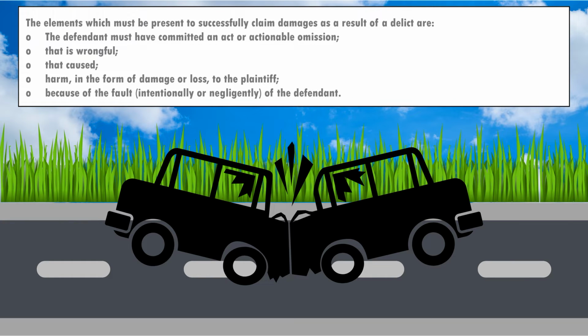Before we start, remember that the elements which must be present to successfully claim damages as a result of a delict are: the defendant must have committed an act or actionable omission that is wrongful, that caused harm in the form of damage or loss to the plaintiff because of the fault, whether intentionally or negligently, of the defendant. For more information on the theoretical aspects of delictual damages, check out our episode on damages.